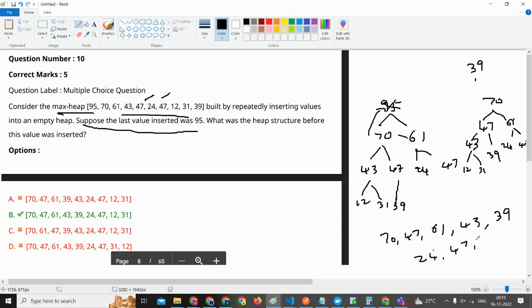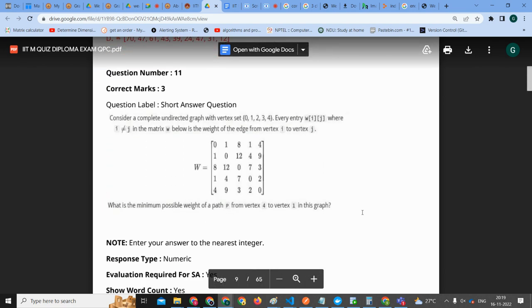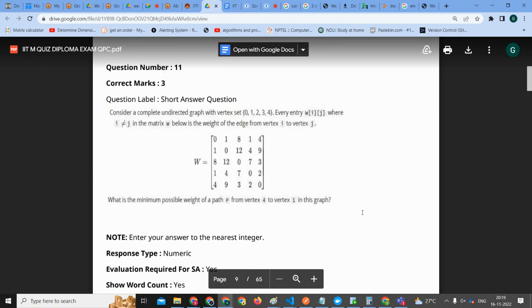Fine. In a heap, it's fine; only in a binary search tree, it's not okay. 12, 31. So let's check with the correct answer: 70, 47, 61, 43, 39, 24, 47, 12, and 31. That's right. Is that clear for others? Yeah, it's clear, Mahi. Pooja? Yes. Great. So it's just deleting the maximum element in the heap. Nice. We have some good questions in this.